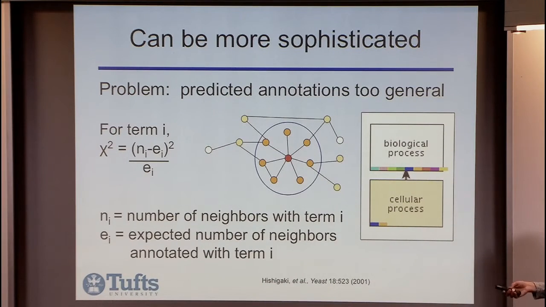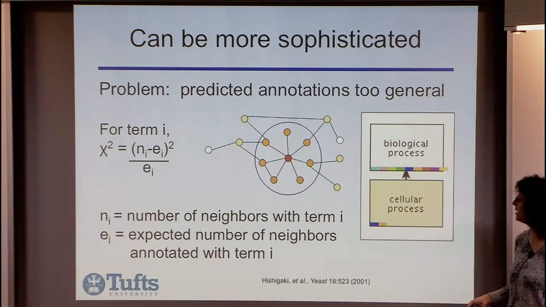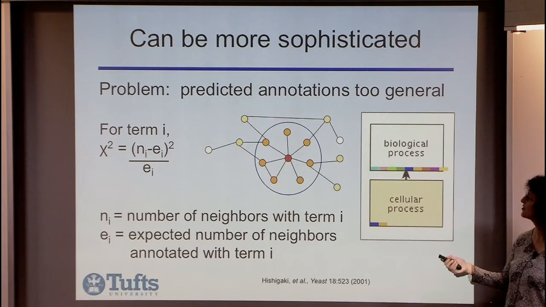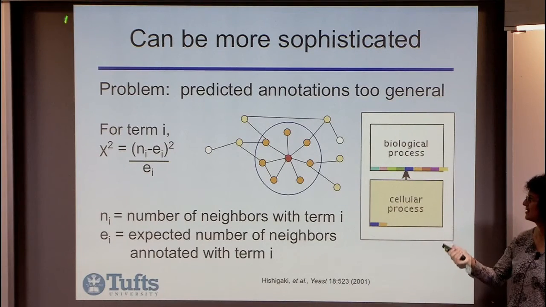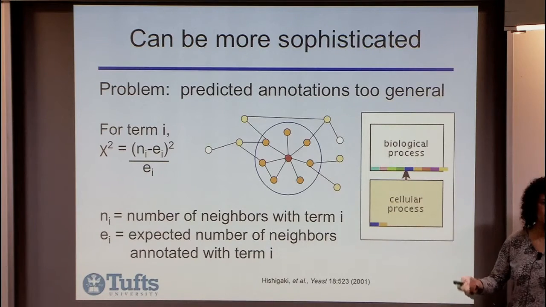And that did a better job of function prediction and also did a better job of getting terms out that were actually interesting and meaningful. And again, this is a function of neighborhood size, right? So you could start with a neighborhood of size one, you could grow it to a neighborhood of, you know, distance two or whatever.